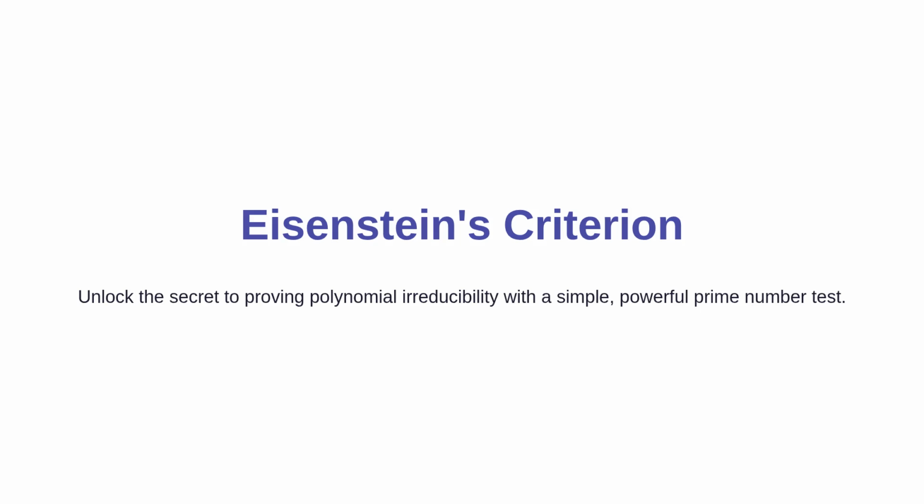Welcome to Ring Theory. Today we are going to unlock one of the most elegant and powerful tools in algebra, known as Eisenstein's criterion. Imagine trying to break open a heavily locked safe without the combination. Factoring large polynomials can feel exactly like that, frustrating and nearly impossible. But what if you had a magical security scanner that could instantly tell you if the safe is a single unbreakable block? That is exactly what this criterion does for polynomials. Let us dive in and see how it works.